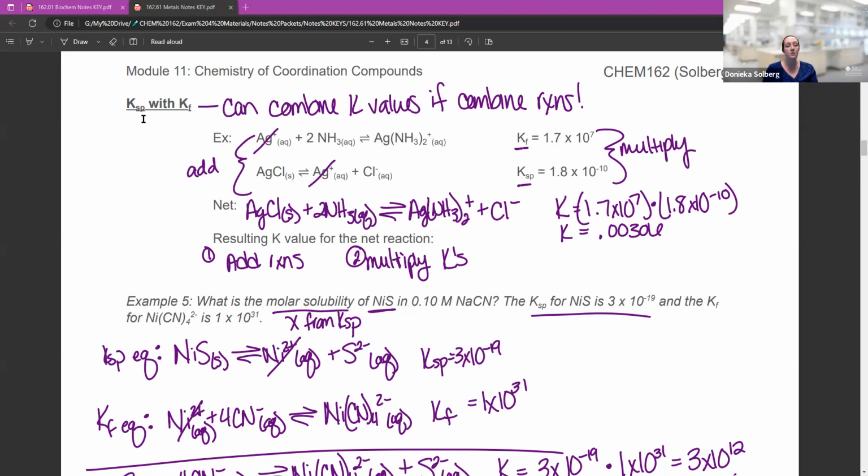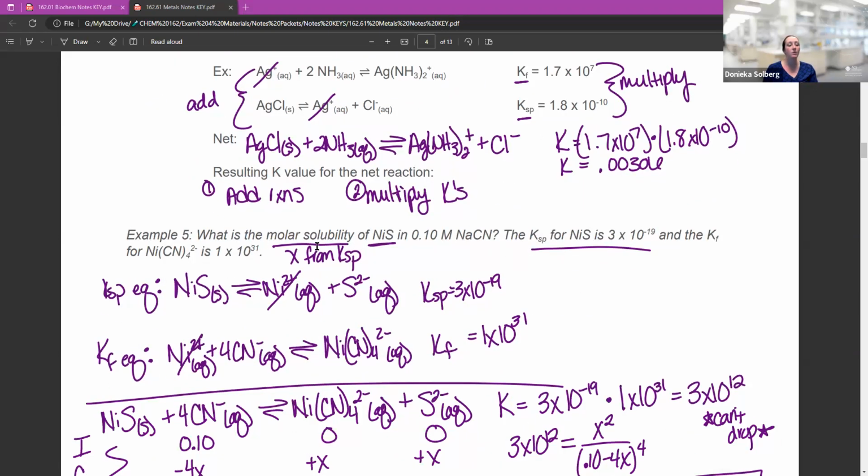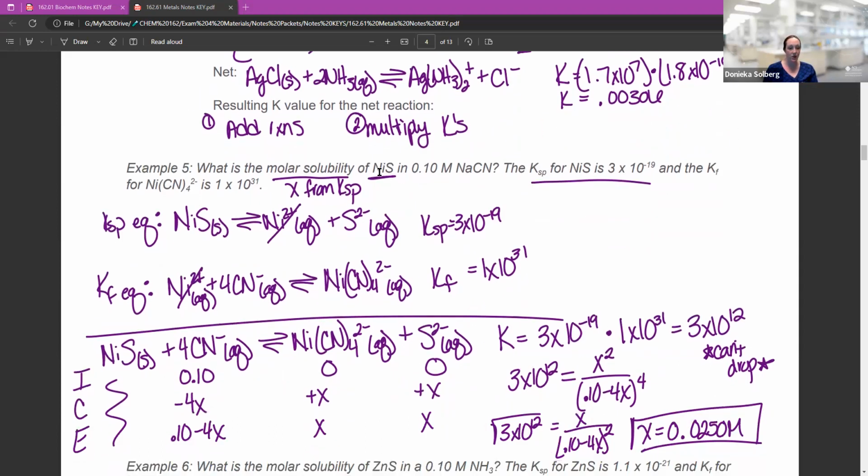So when we have KSP and KF, what you can do is add the reactions, multiply the K values, and then do an ice table with them to figure out a molar solubility. So, what is the molar solubility? Remember, that means I want to solve for X. I've got nickel sulfide and 0.1 molar sodium cyanide. The KSP for nickel sulfide is this. If you don't remember how to write KSP equations, it is the compound breaking into its ions.